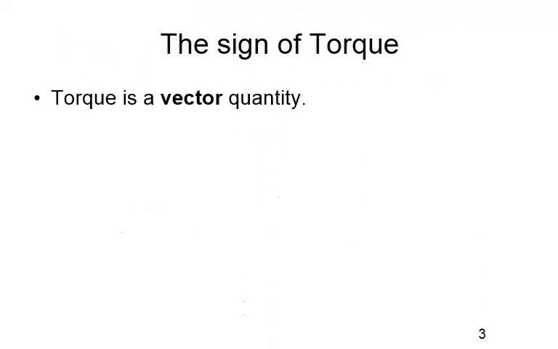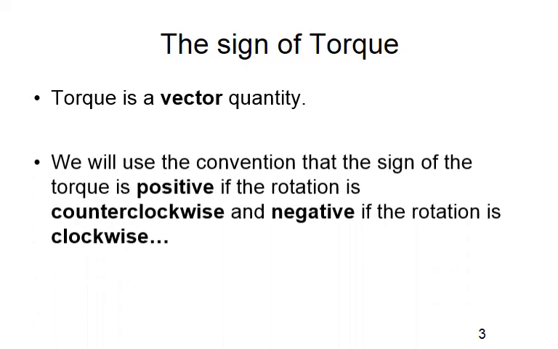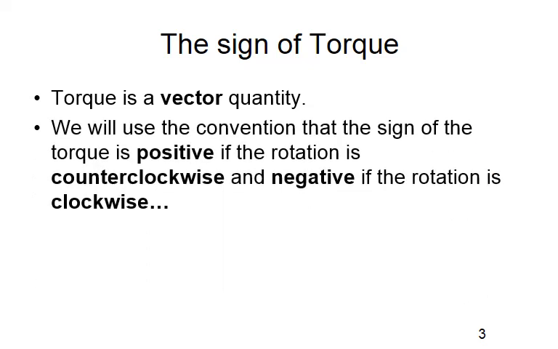The sign of torque is important because torque is a vector quantity. And for our conventions, we're going to use positive torque if the rotation is counterclockwise and negative torque if the rotation is clockwise. So in this case here, if we had this door and we applied a force here and it rotated this way, counterclockwise, we would call that positive torque.